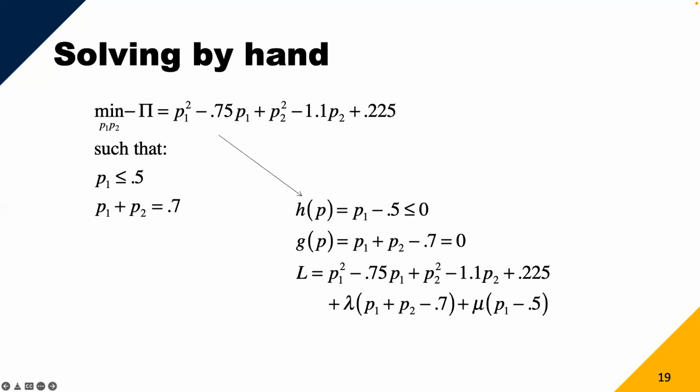Okay, so again, objective function here at the top, and our two constraints. My inequality looks like this in negative null form, and my equality looks like this in negative null form. And so the Lagrangian is simply your objective function plus lambda times your equality constraint plus mu times your inequality constraint. It looks like this.